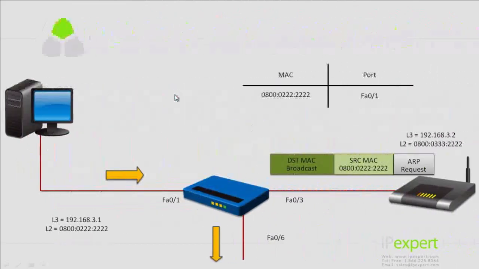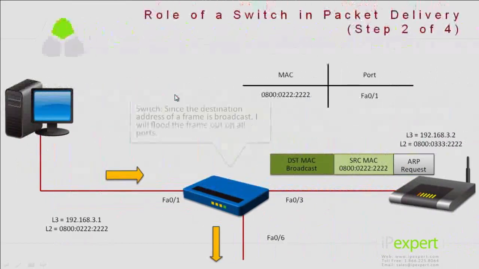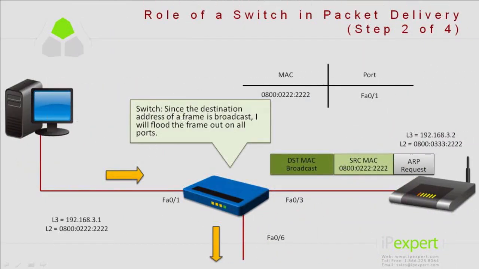The process doesn't stop there. Now it's going to say, since the destination address of a frame is broadcast, I'm going to flood it out all my ports, which means it's going to go this way, and it's going to go this way. It will not go back out that way. Again, loop prevention mechanism. Ultimately, it's going to be received by the device where it's going to receive a reply. So this is going to arrive with this MAC address, and it's an ARP request that actually reaches this router.